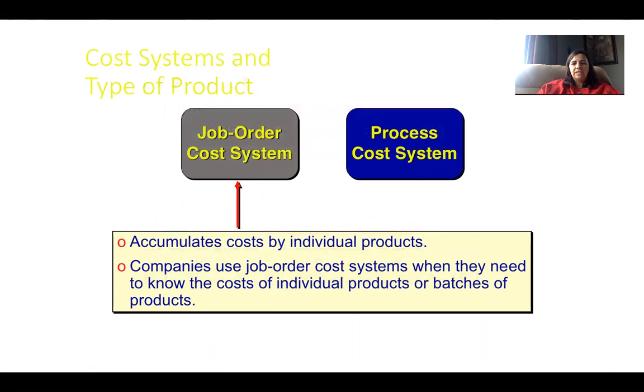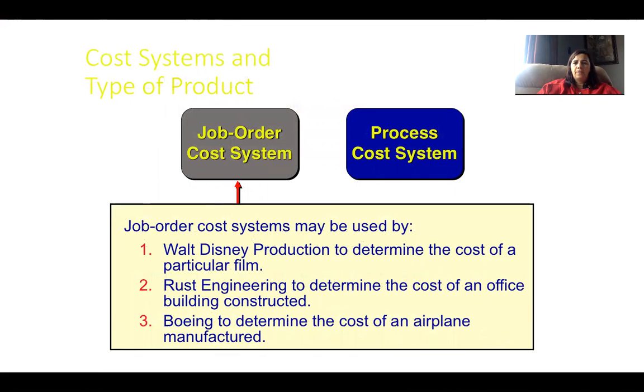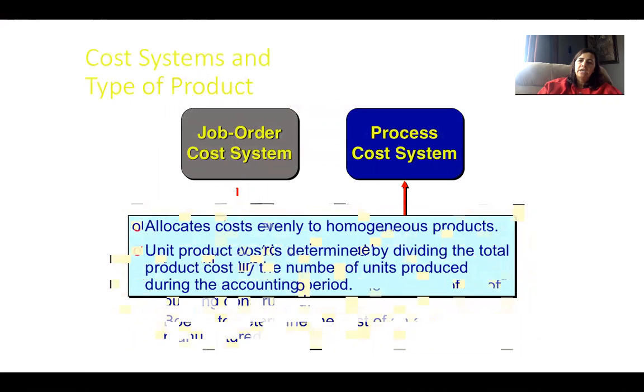So again, for job costing systems, we're talking about expensive, unique items that accumulate costs by individual products. Companies use job order cost systems when they need to know costs for individual products or batches. An example would be a Walt Disney production or film, an office building construction is another one, and Boeing determining the cost of various airplanes.